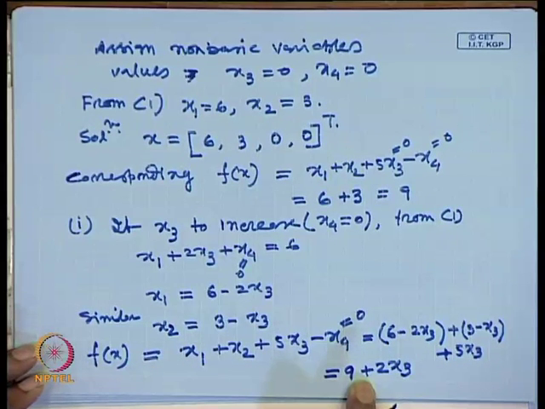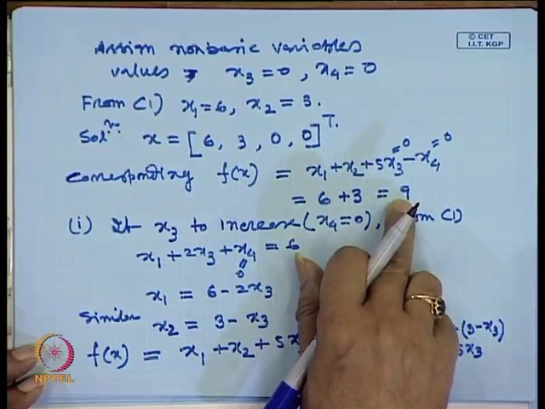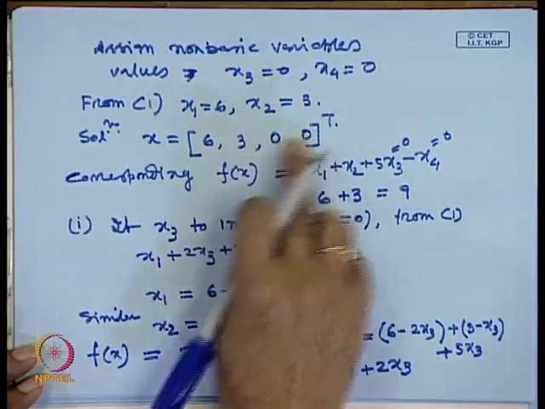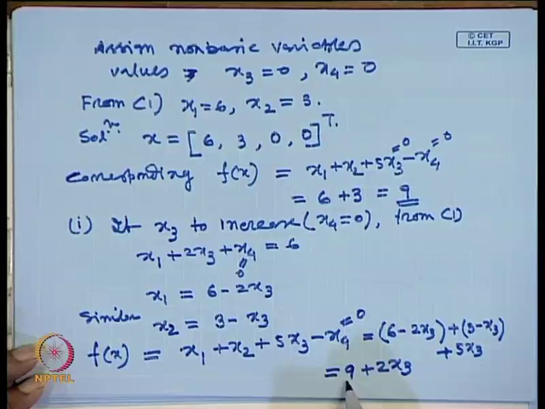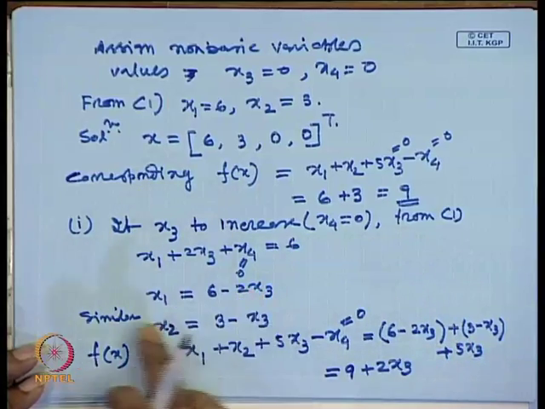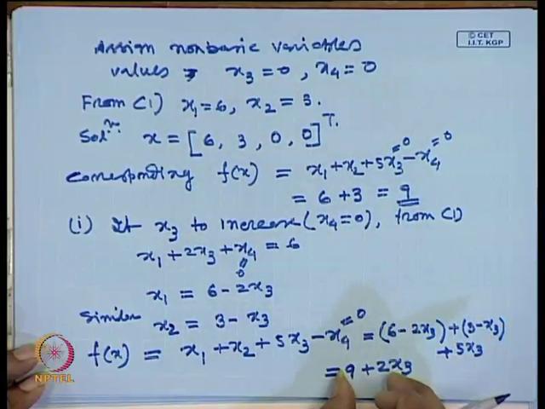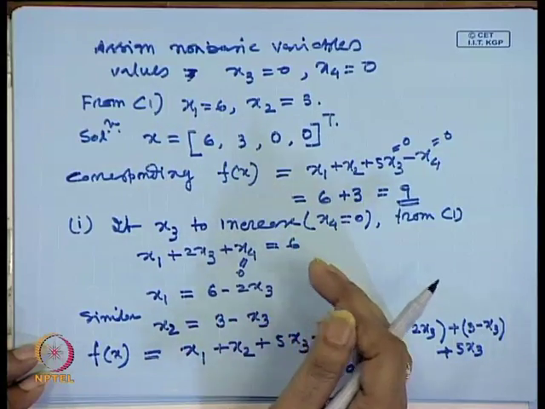Now, look at this expression. This is the important point. Previously the function value was 9, where our non-basic variables were x3 and x4, and the basic variables had values 6 and 3, correspondingly we got 9. Now, we are getting 9, no doubt, plus some other quantity, 2 times x3. So, 2 is positive and x3 value is greater than 0, we are increasing this value greater than 0. So, now the function value is increasing. So, that x3 we cannot select as a basic variable.